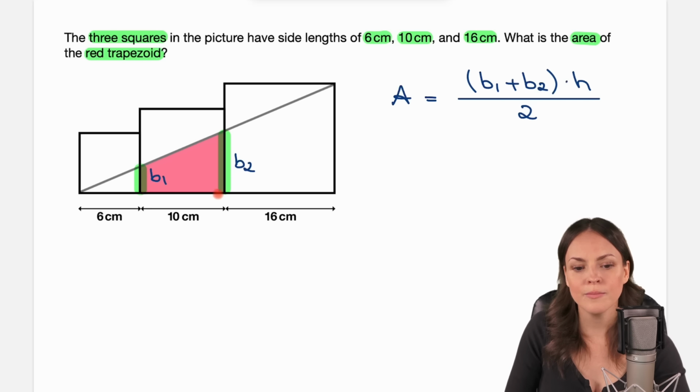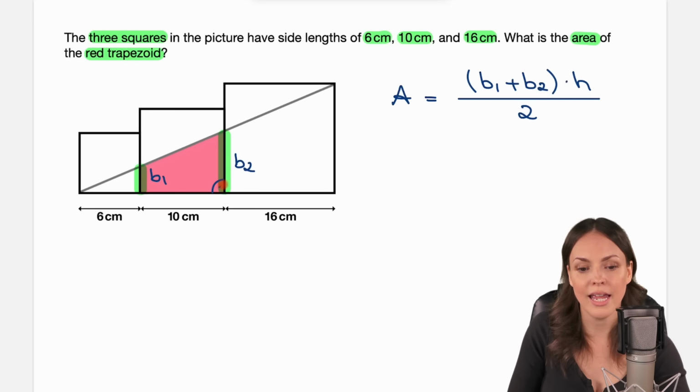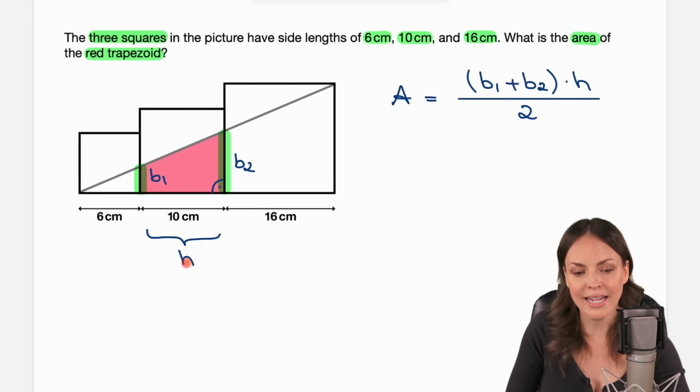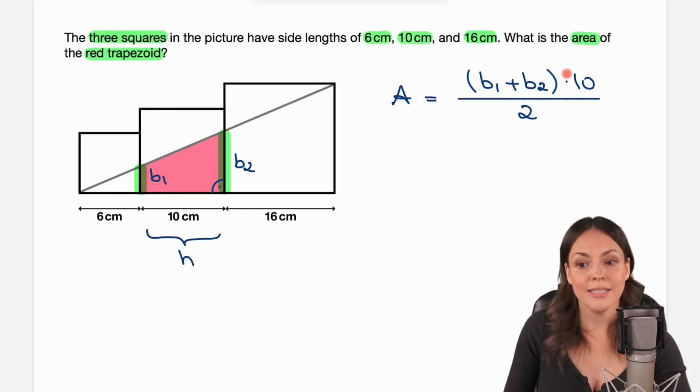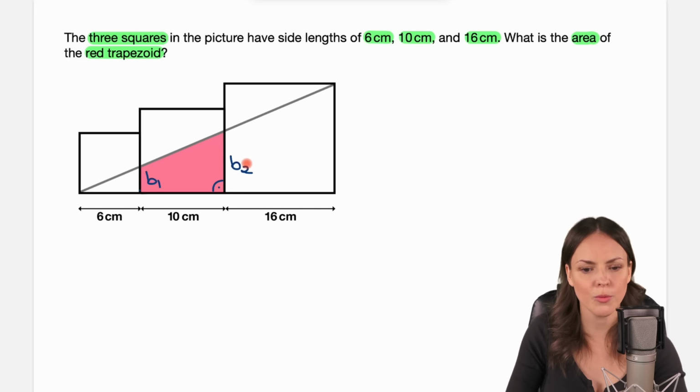So here we have this distance because we know that this is a square here, so we have a right angle here. So the perpendicular distance is this part here, which is just the 10 centimeters. So this is my height, and I can insert the 10 for my height already, so that my formula looks like this. I only need b1 and b2 then to find the area. So let's try and find b1 and b2.